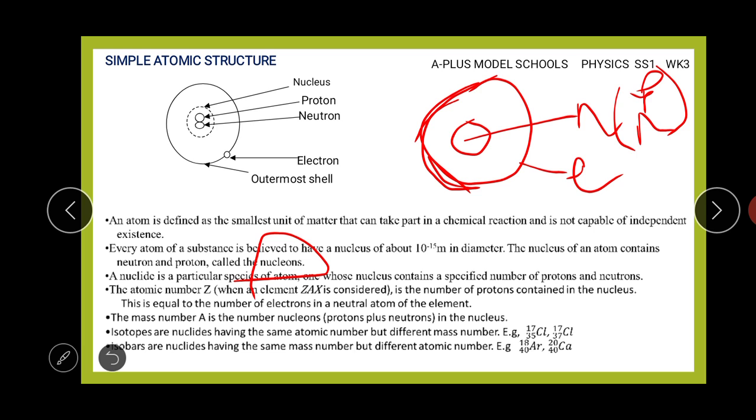Isotopes are nuclei having the same atomic number but different mass numbers. Whenever we have an isotope, that means it is the same element having the same atomic number and different mass numbers. An example is chlorine-35 and chlorine-37. They are isotopes; they have the same atomic number but different mass numbers.